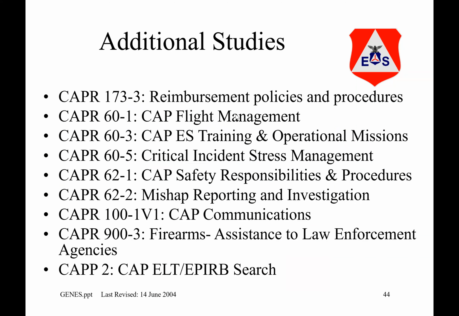And here are the million regulations to look at. You don't need to memorize these, but these are good ones to look at, be familiar with. Oh yeah, I'm familiar with 173.3. For those of you that drive and put gas in the vehicles, that's an important one. 60-3 gives a lot of the meat and potatoes of what I've been talking about. If there's an accident, 62-2 is mishap reporting and investigation. All of these pertain to search and rescue, emergency services, and many other aspects of Civil Air Patrol.